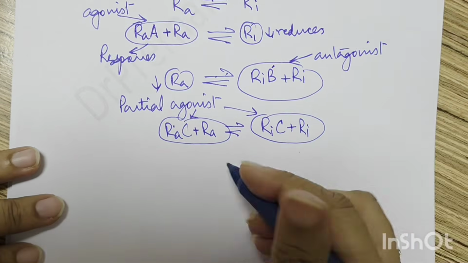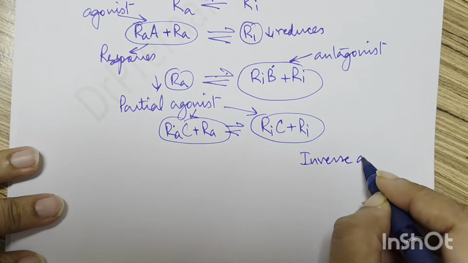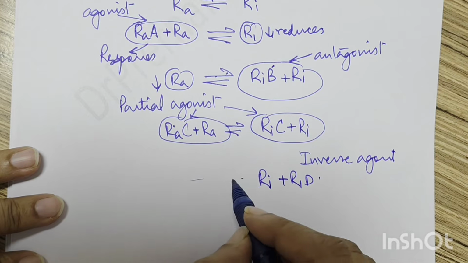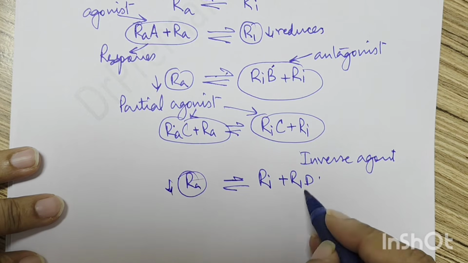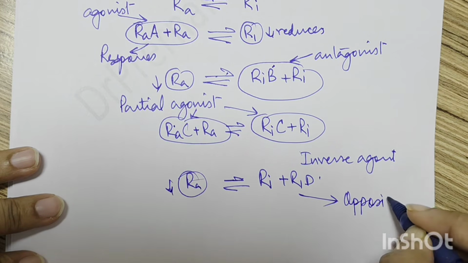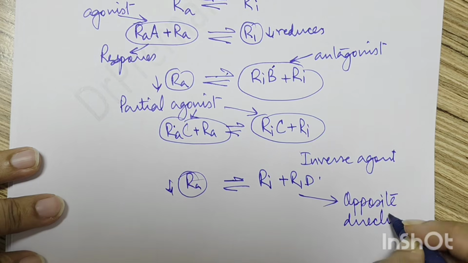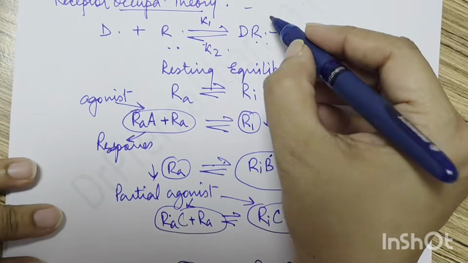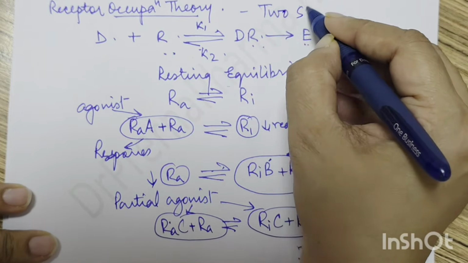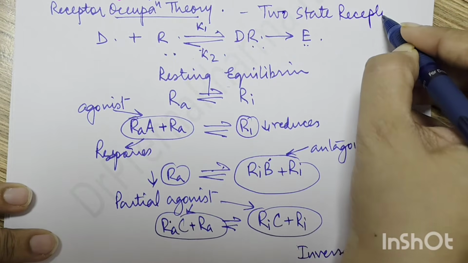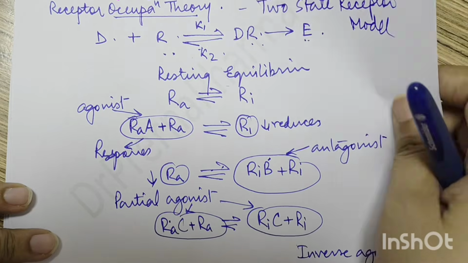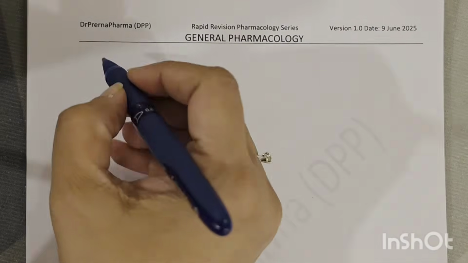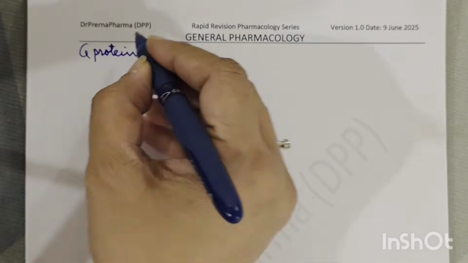Okay? Inverse agonist will combine to the inactive receptor, and इधर ये थोड़ा reduce हो जाएगा, and it will take the reaction in the opposite direction. Okay, so this is how the receptor occupation theory and the two-state receptor model इसको बोलते हैं two-state receptor model. In this, they are trying to explain how the receptors function with the agonist and antagonist, right?